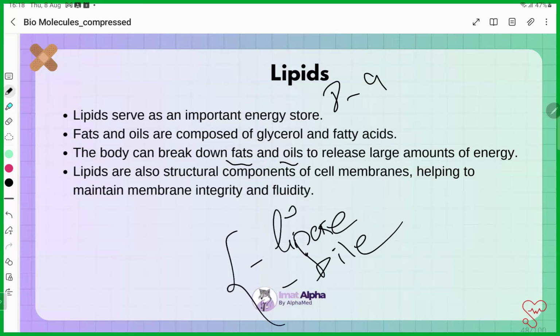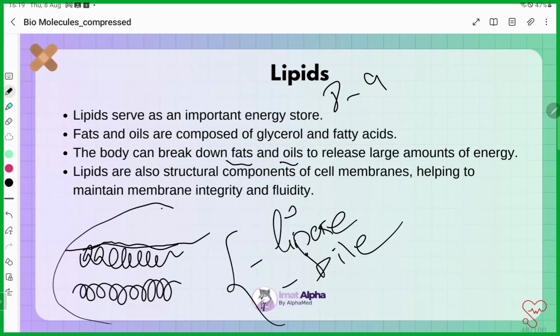Lipids are also structural components of cell membranes, helping to maintain membrane integrity and fluidity. One of the main components of the cell membrane is lipids. If you look at the cell membrane, this layer is made up of lipids, and then we have another layer, also of lipids. So lipids are a main element inside the cell membrane. They allow the cell membrane to be fluid and to get structure.